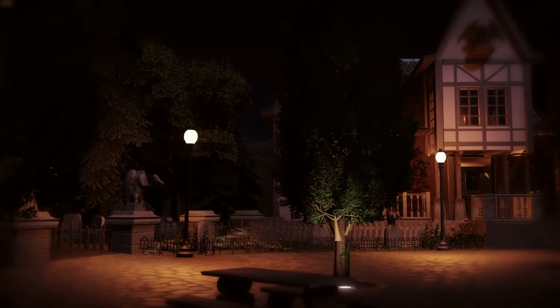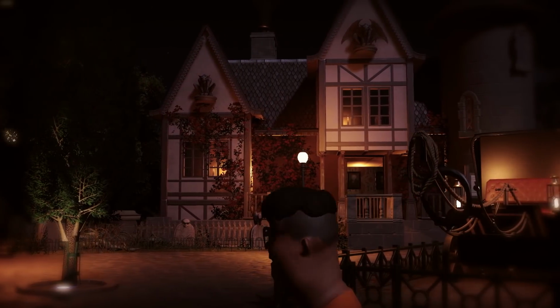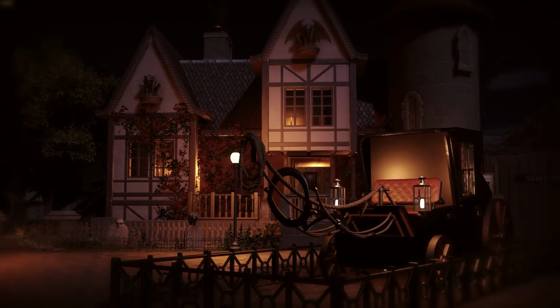Just a couple of P lights there to pick out areas, but here we go. I thought I'd show you this in the dark, and wow, I think that looks really good. I'm really happy with how this is starting to turn out.